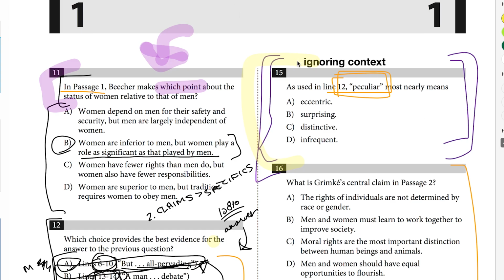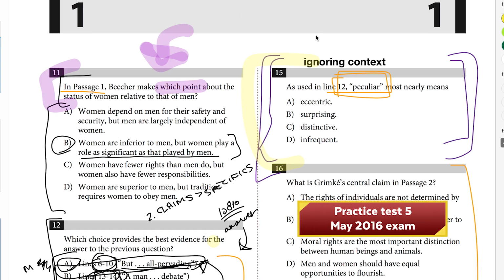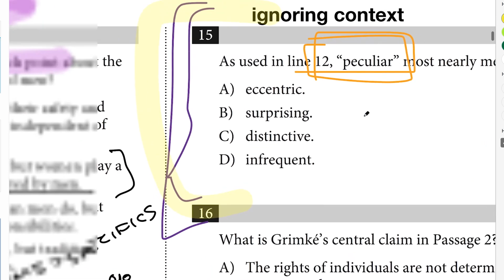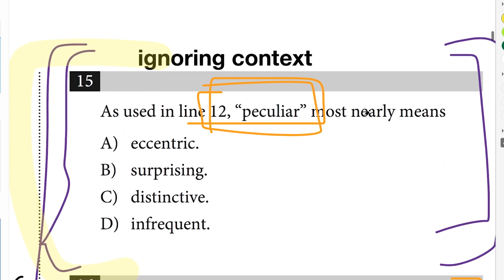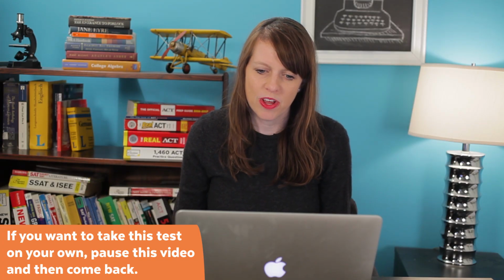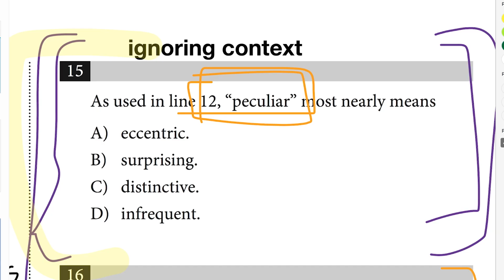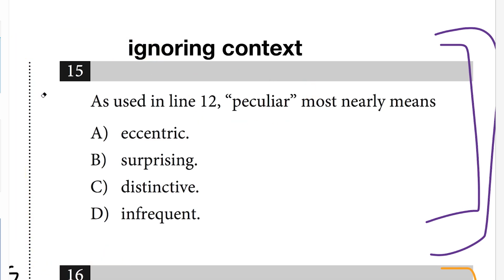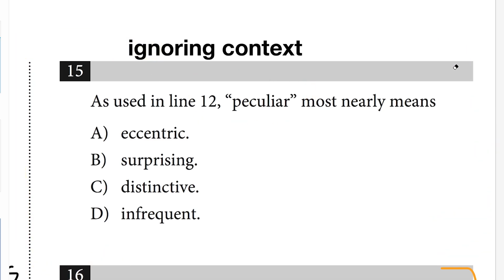So I'm in practice test 5, which is the May 2016 test that was given. And I'm just going to look right here at question number 15. This is a spoiler alert. If you want to do this test on your own, pause this video, go take that test, and then you can come back. I'm going to explain a few questions from it. But first, we have this word in context question. And obviously on a word in context question, if you ignore the context, that's not very good. So whenever you have these definition questions, the most important thing is context.